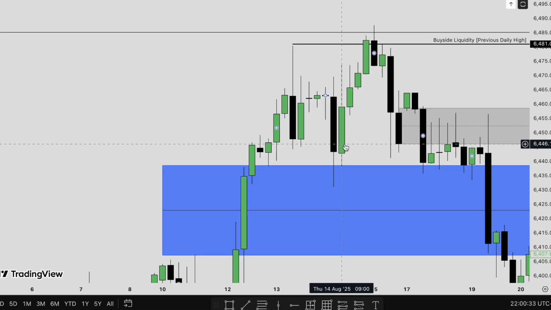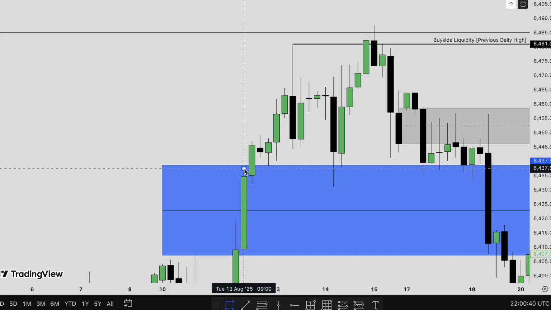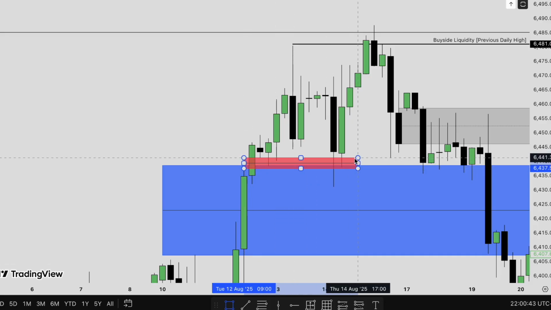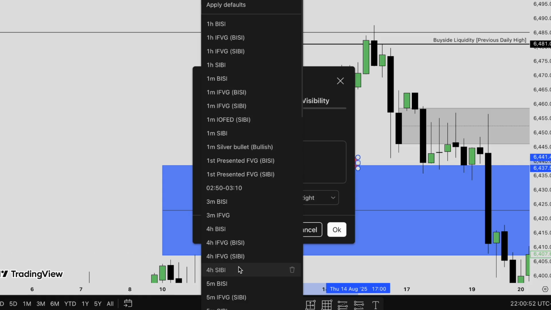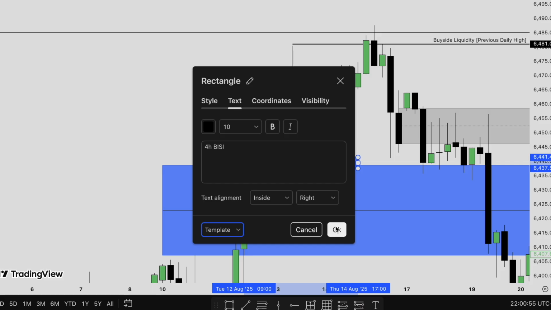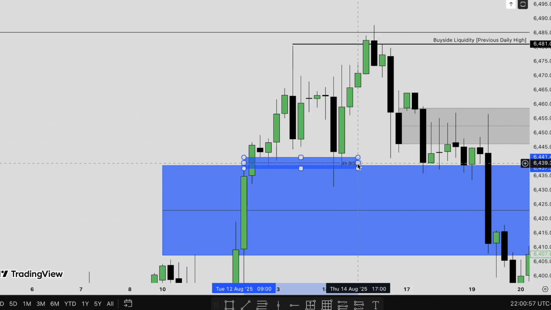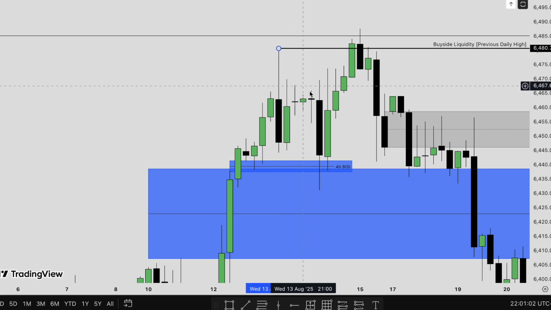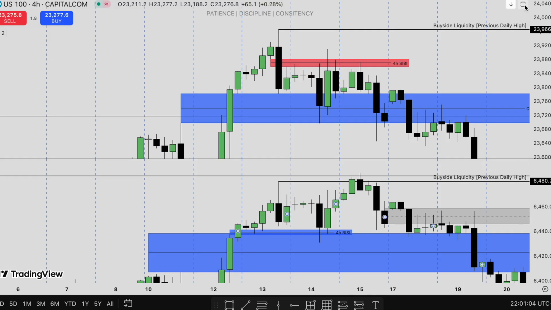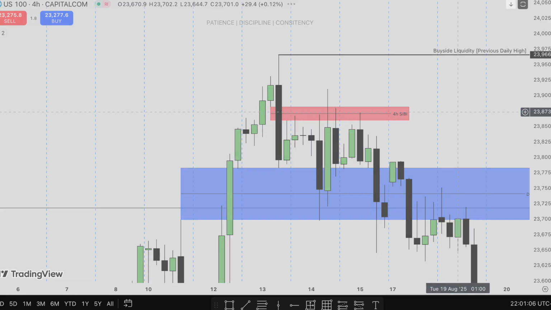I was also looking at the fact that here we were respecting this BC right here as far as the bodies, right? We haven't had a body closure below this BC right here. So let me mark that out. For HPC right there, boom. Okay, cool. Drop down to the hourly time frame.